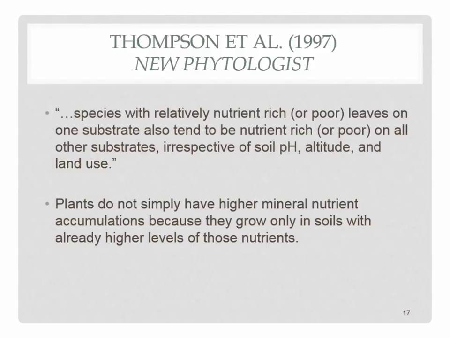that does happen sometimes, I guess, that some plants are growing because they can grow there. But the researchers are suggesting that not exactly, that a plant, let's say chickweed, that takes up calcium at a high level will do it in most places compared to other species, which is what we're looking for if we're using these types of plants in our agroforestry systems. So I summarize, they don't simply have higher mineral nutrient accumulations because they grow only in certain soils. These plants actually do take up these nutrients preferentially, really no matter where they are.